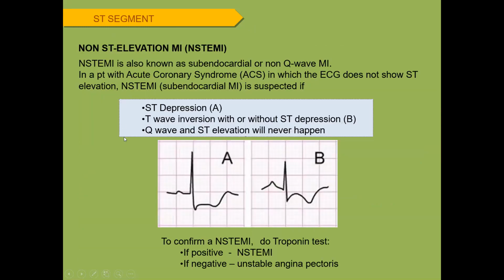So what is NSTEMI? In NSTEMI, there is no ST elevation, but instead there is ST depression. To confirm NSTEMI, we have to do a troponin test. If the troponin test is positive, then we term it NSTEMI.